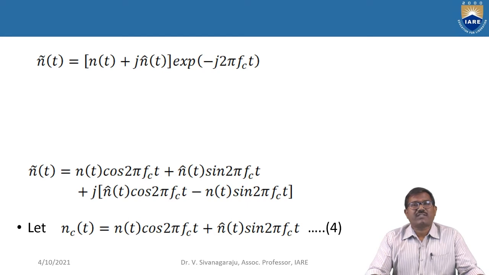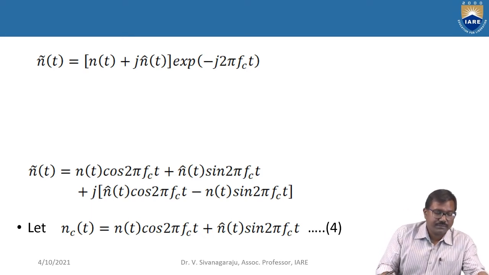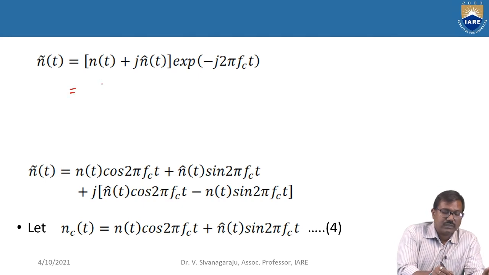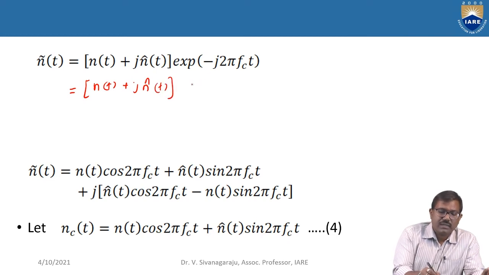Now we are going to expand this exponential minus j 2 pi f c t. It is in the form of exponential minus j theta, that is cos theta minus j sin theta. So similarly, we are going to substitute this. That is N of t plus j n cap of t into cos 2 pi f c t minus j sin 2 pi f c t.